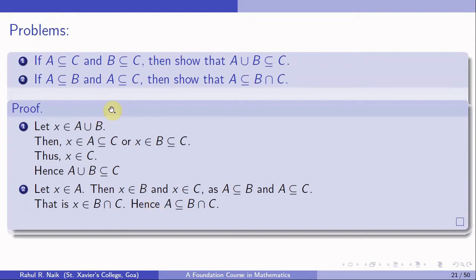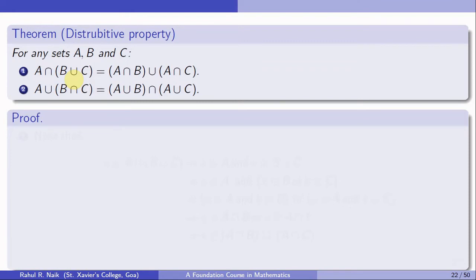Another standard property is the distributive property, which says that for any sets A, B and C, A intersection (B union C) is the same as (A intersection B) union (A intersection C). And if I change the role of intersection and union, we would have A union (B intersection C) being the same as (A union B) intersection (A union C). The proof for this, again I would be proving the first statement. The second can be proved similarly.